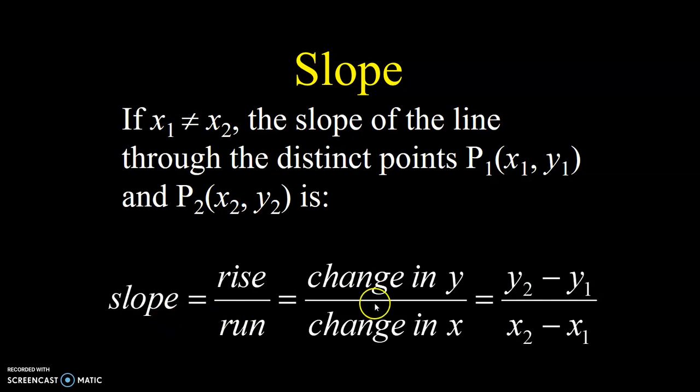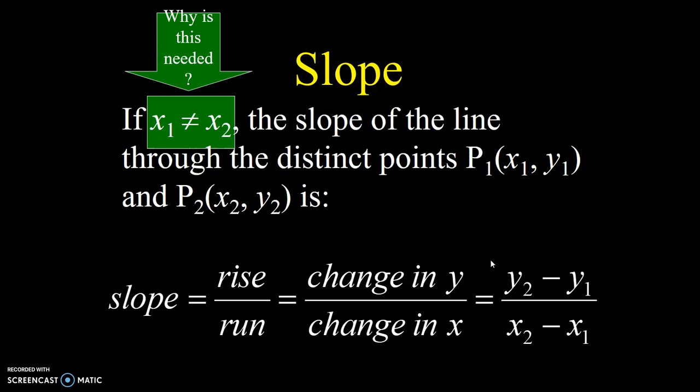Slope is equal to the change in y over the change in x, which is y sub 2 minus y sub 1 over x sub 2 minus x sub 1. Why is this needed? Because if the denominator is equal to 0, then the solution is undefined. Remember, a fraction whose denominator is 0 is always undefined. Therefore, x sub 1 must not be equal to x sub 2.